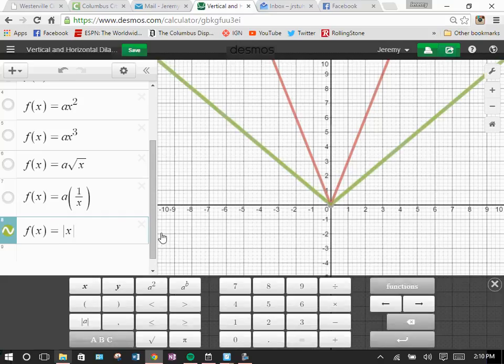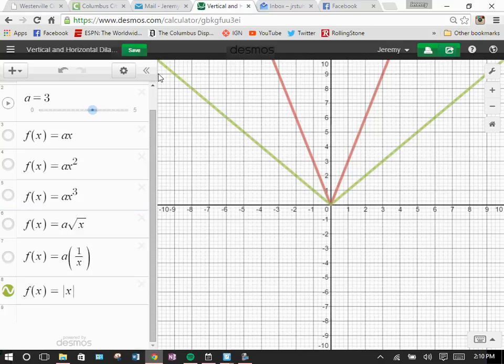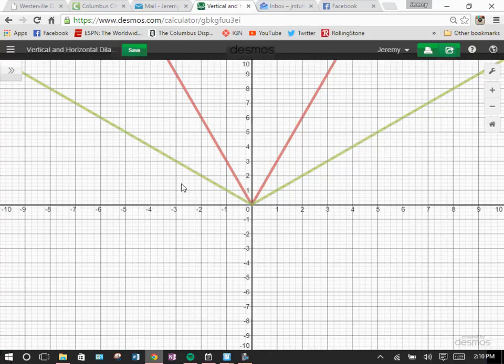Right there. So there's the absolute value of x. All right, so what we have here is this function's been changed. The a in front of it has been changed from a 1 to a 3. The a in front of the green function is 1. It's just the absolute value of x.